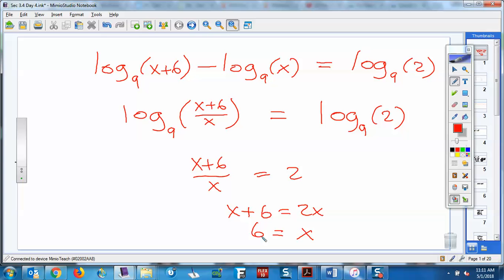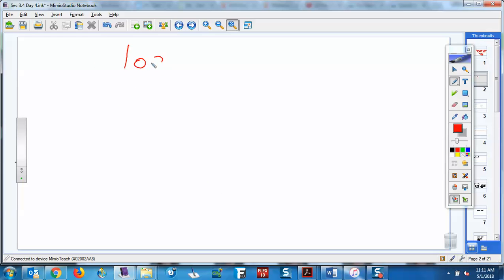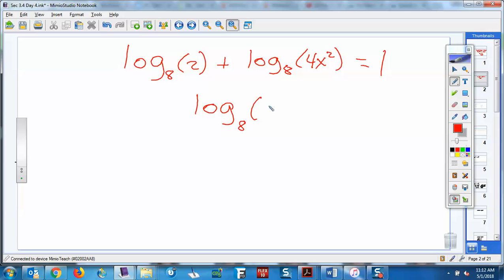19. On that same worksheet. Okay, so you have log base 8 of 2 plus log base 8 of 4x squared equals 1. So we can put those two together as a multiplication. So that's log base 8 of 8x squared equals 1, like that. Right, so we can put this together as a single log. So again, that's compressing them.